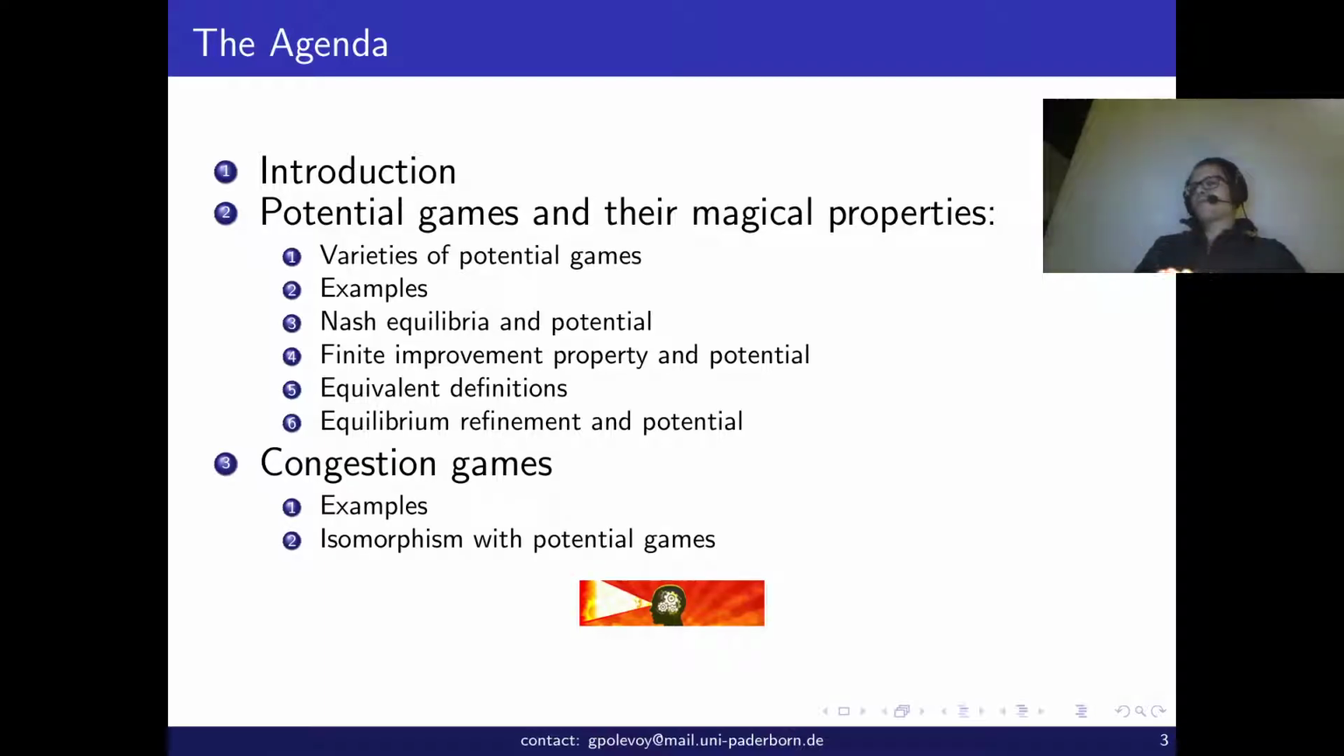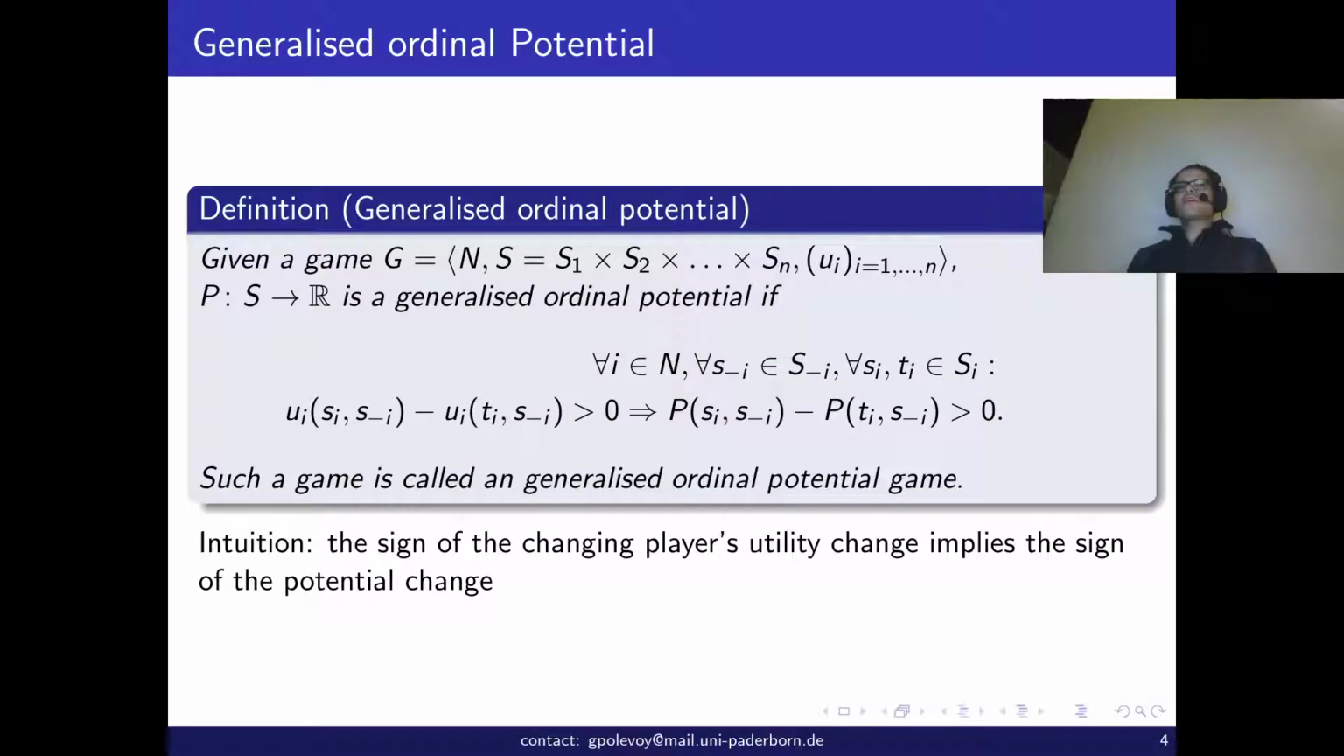And then we're going to talk about congestion games, so having shown some practical examples, we will speak about these isomorphisms with potential games, which is quite remarkable, quite amazing. So let us start with the potential games, and we're going to start with the widest class of games in this family of classes, and then we're going to converge to the narrowest class, which is potential games.